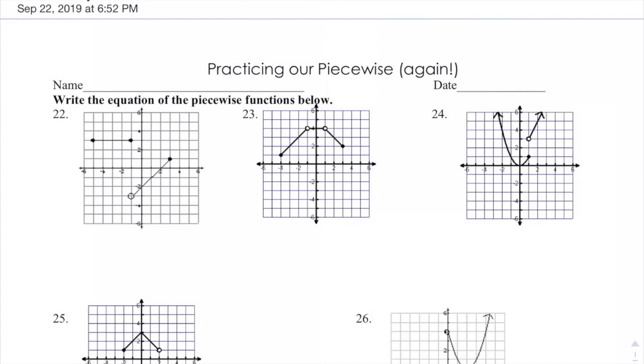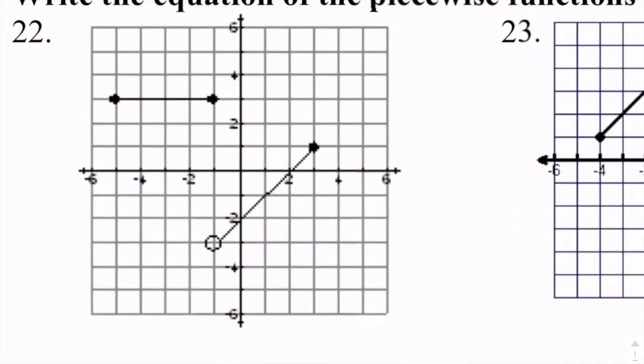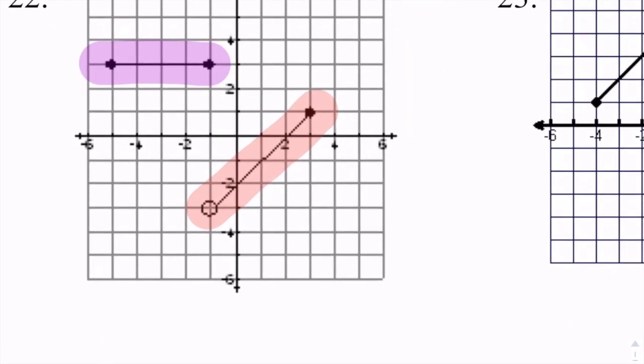Today we're going to talk about writing the equation from a piecewise graph. And so we're going to start here with this one. And so we're going to look at each section. So we're going to look at this as one piece, and this is another piece. And so I'm going to start with the purple. So we want to start by writing our function.